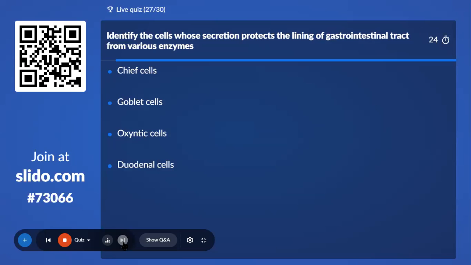Identify the cells whose secretion protects the lining of gastrointestinal tract from various enzymes. Chief cells, goblet cells, oxyntic cells, duodenal cells.